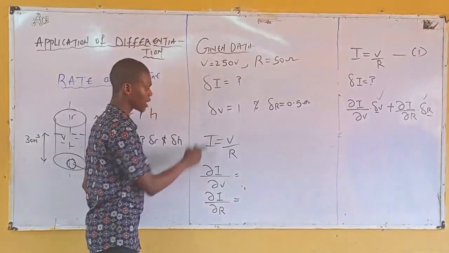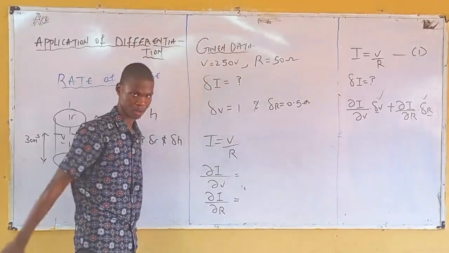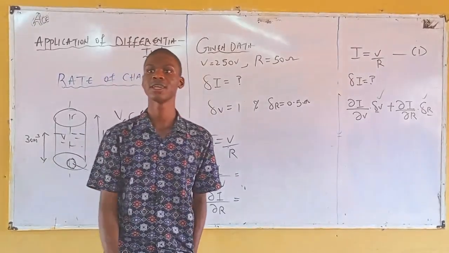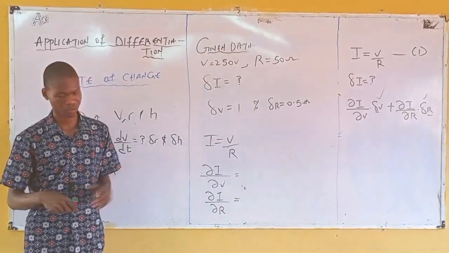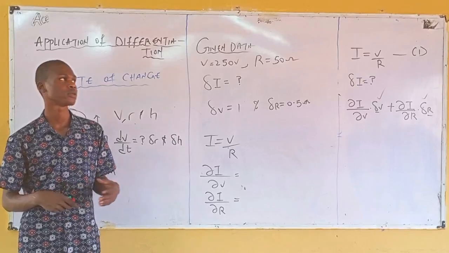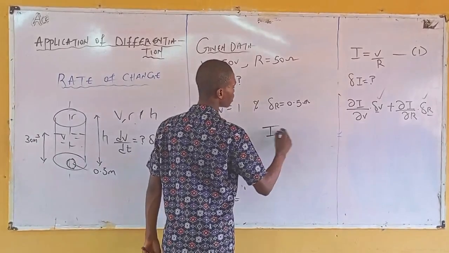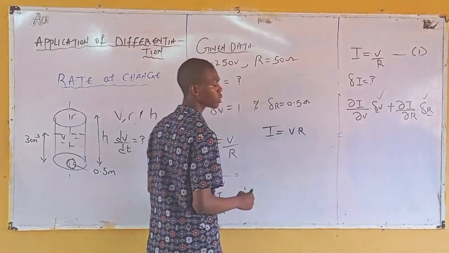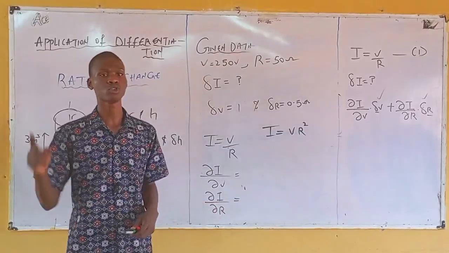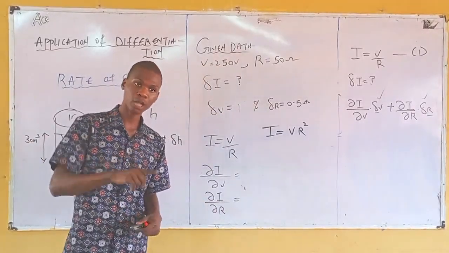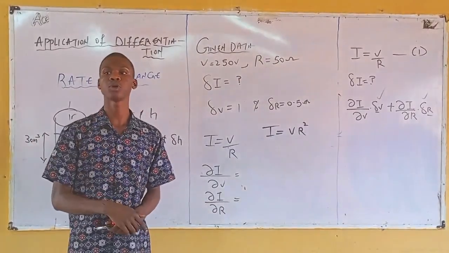You want to get the partial derivative of I with respect to V and the partial derivative of I with respect to R. To save time, let's solve it out. Even this question is given directly as I equals V over R raised to power 2. The partial derivative of I with respect to V will be what? I with respect to R will be what?